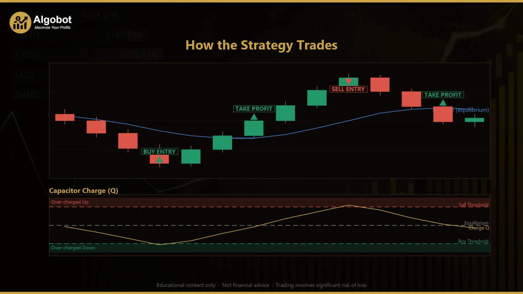Remember, this is a clean illustration. In live markets, price does not always revert, stops are hit, and losses occur. This walkthrough is for educational understanding only, not a prediction of results.